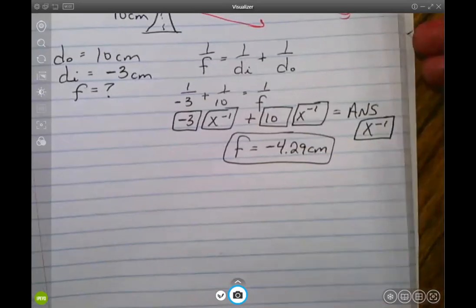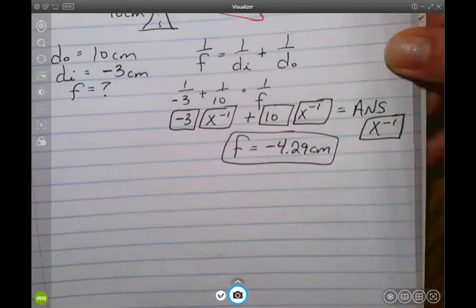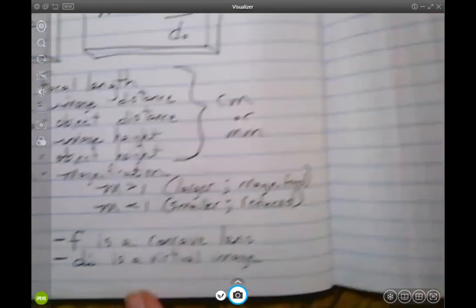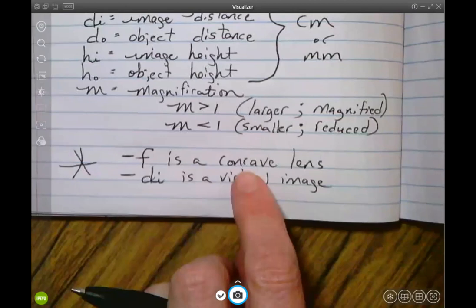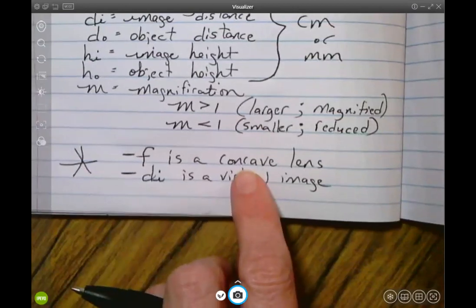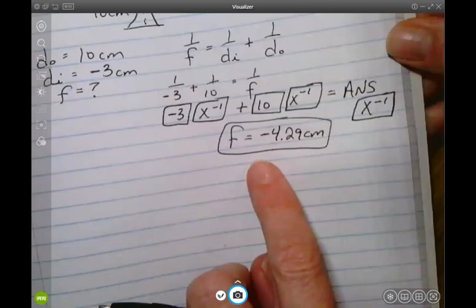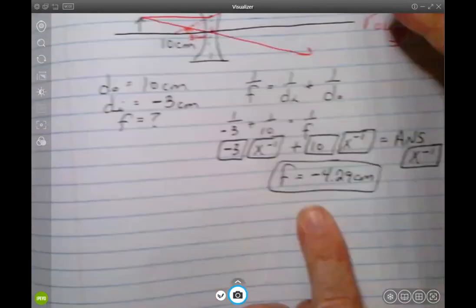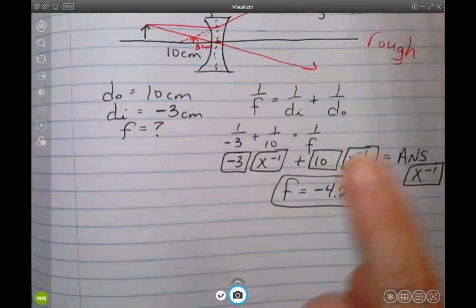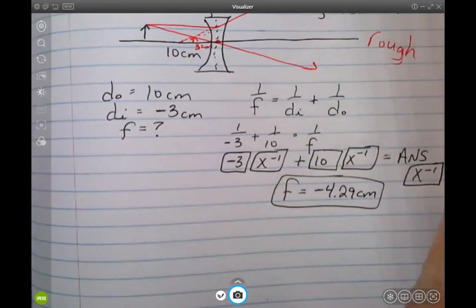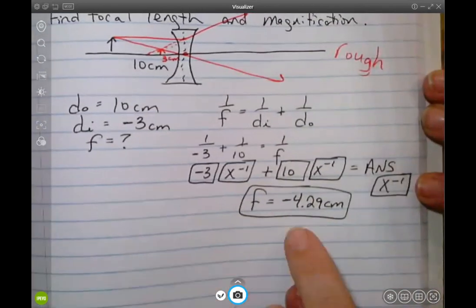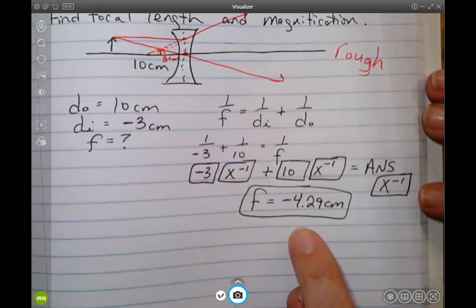F is negative for a concave lens because it's a virtual focal point. Okay, so we're good with that being negative. Now, let's really quickly, everybody look at me and nod. Are y'all good with this? No. Where are we stuck? Yes, absolutely.